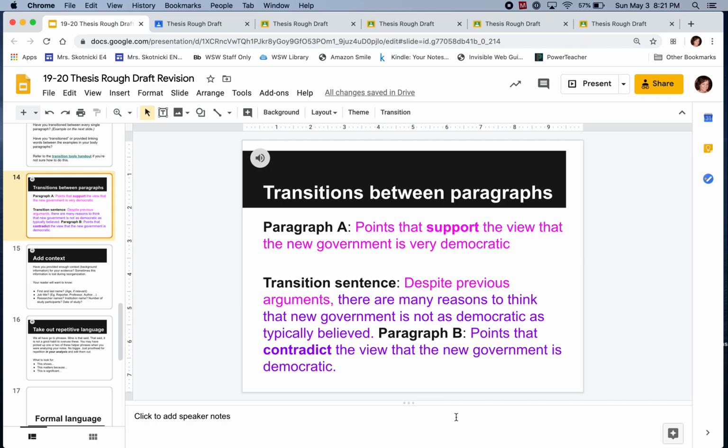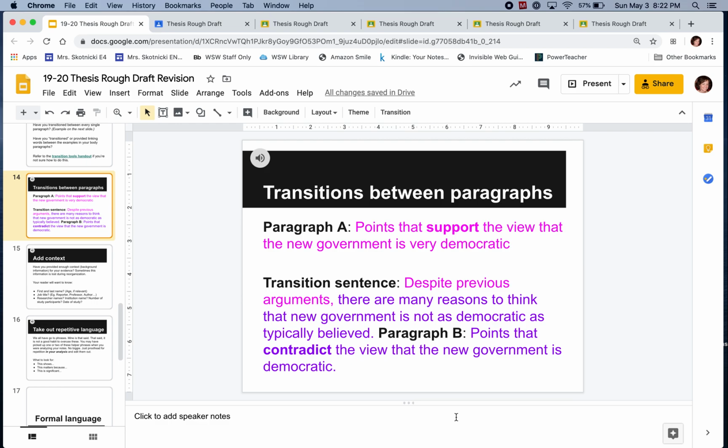This particular screencast is going to cover the topic of adding transitions between paragraphs. As you can see in the screen pictured, the transition sentence needs to link the ideas between paragraph A, pictured in pink, and paragraph B, pictured in purple. The easiest way to do that, and I'll admit it's not terribly easy to write these sentences, is to think about the relationship between the ideas.